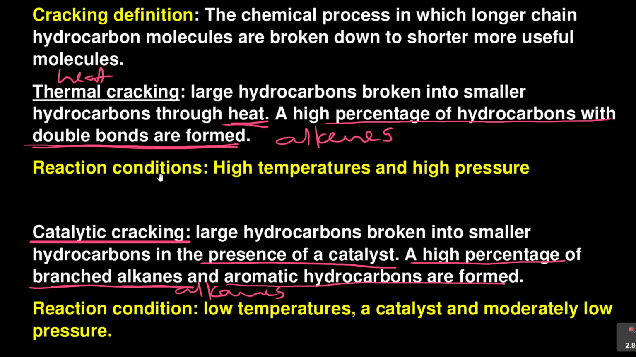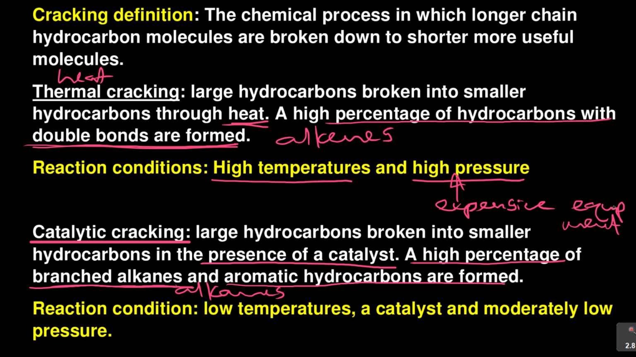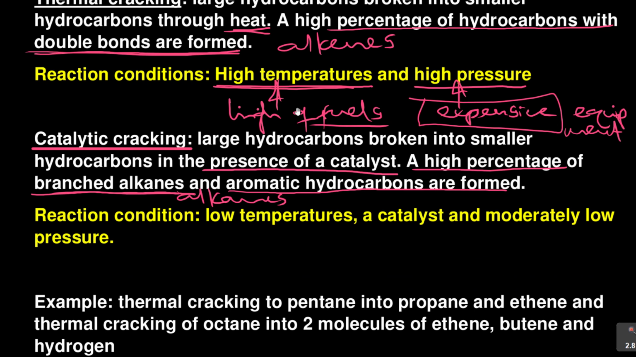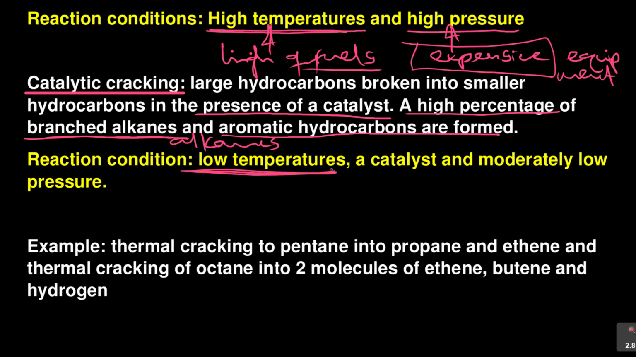Now, what are the reaction conditions for thermal cracking? High temperatures, high pressure. Don't forget that thermal means heat, but you need high temperature and high pressure. Sometimes it's a problem because to maintain high pressure you need expensive equipment. It's difficult to have equipment that can withstand high pressure. High temperatures, I understand, but still it's expensive because you need high volumes of fuel. You see? So you have to burn a lot of fuel to achieve that high temperature. Again, you need strong walls to withstand the pressure. Hence, they came up with catalytic cracking, whereby you can still do the same thing, but look at the temperature. Low temperatures are now used, even moderately low pressure, which makes it affordable. It's no longer expensive, but here you use a catalyst.